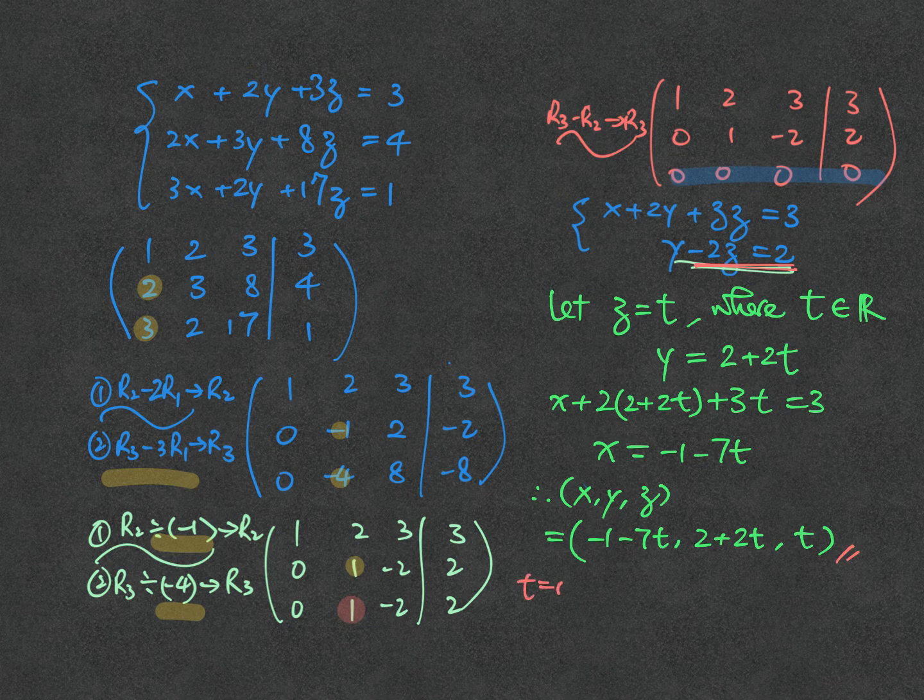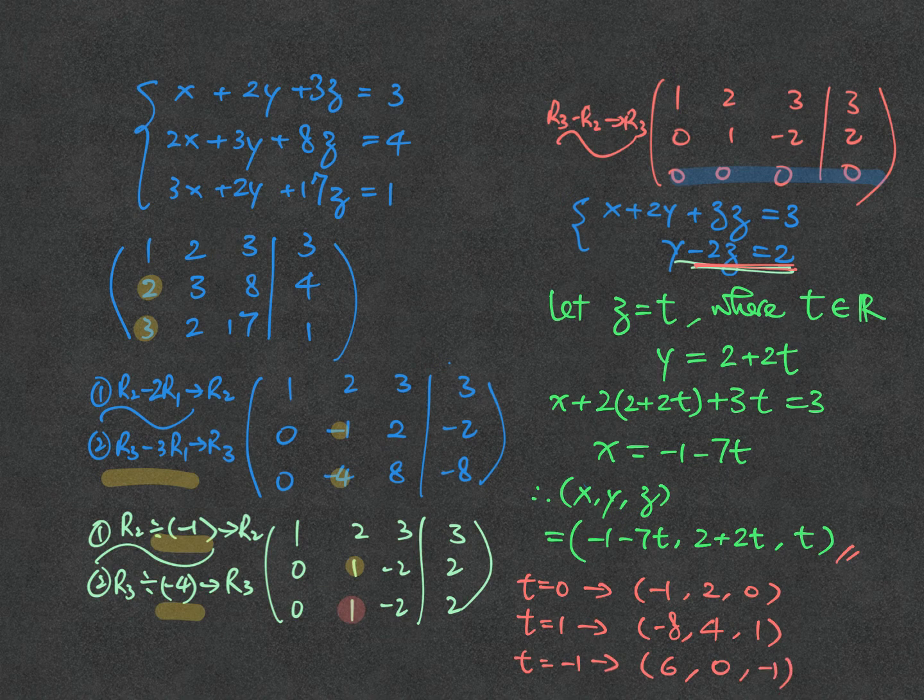For example, if t is 0, then you have the answer (-1, 2, 0). This is one answer. If t is 1, you have another answer: -1 - 7, that means -8, 2 + 2 which is 4, and 1. Then you can generate another one. For example, let t be -1. Then you have (6, 0, -1).